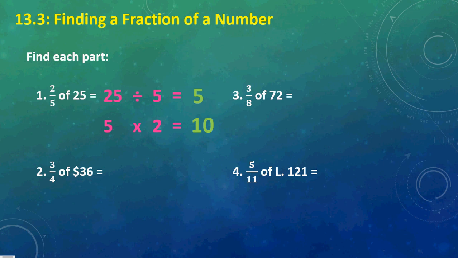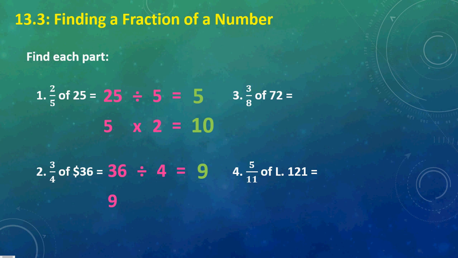3 over 4 of $36. We are talking about money. The answer has to be with money. Okay? I put the big number, 36, divided by my denominator, that is 4. 36 divided by 4, it's 9. Then this 9, I put it over here.